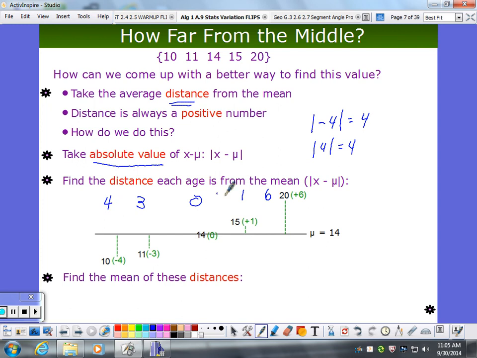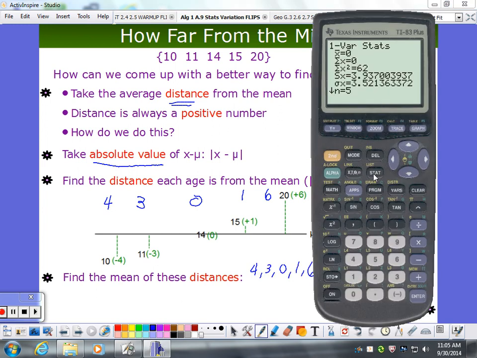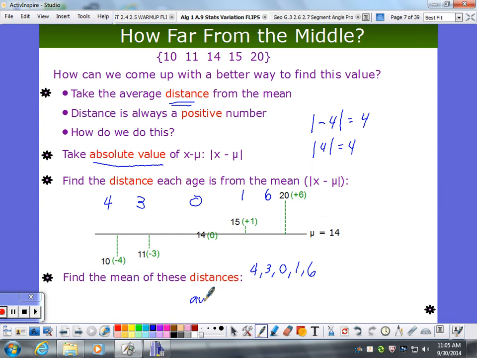So if I find the mean of this, 4, 3, 0, 1, and 6, we can fix this list here, make that 4, 3, and then stat, calc, 1-variable stats, 2.8. So the average distance from the mean is 2.8. So what does that tell us?